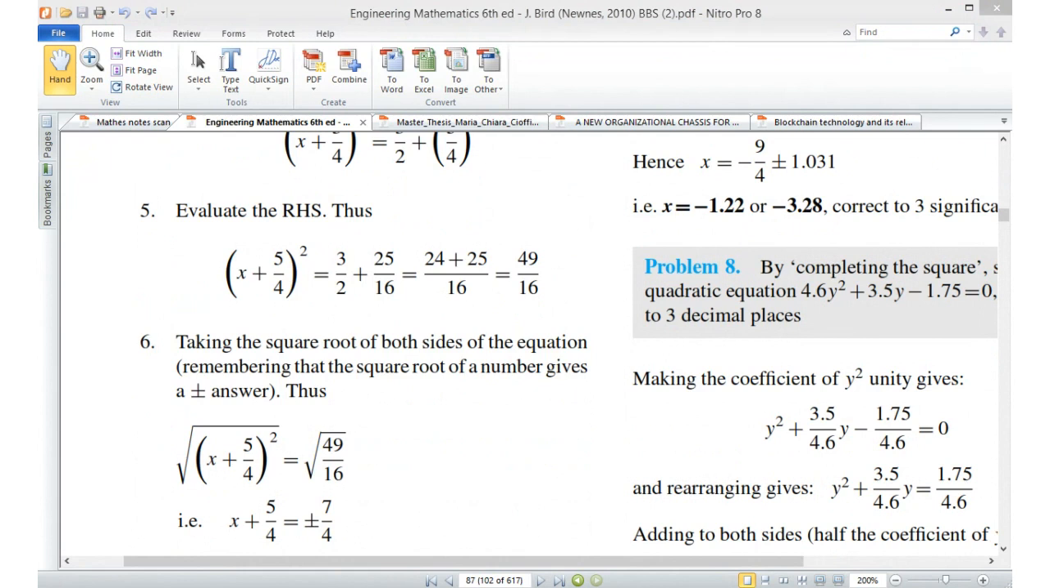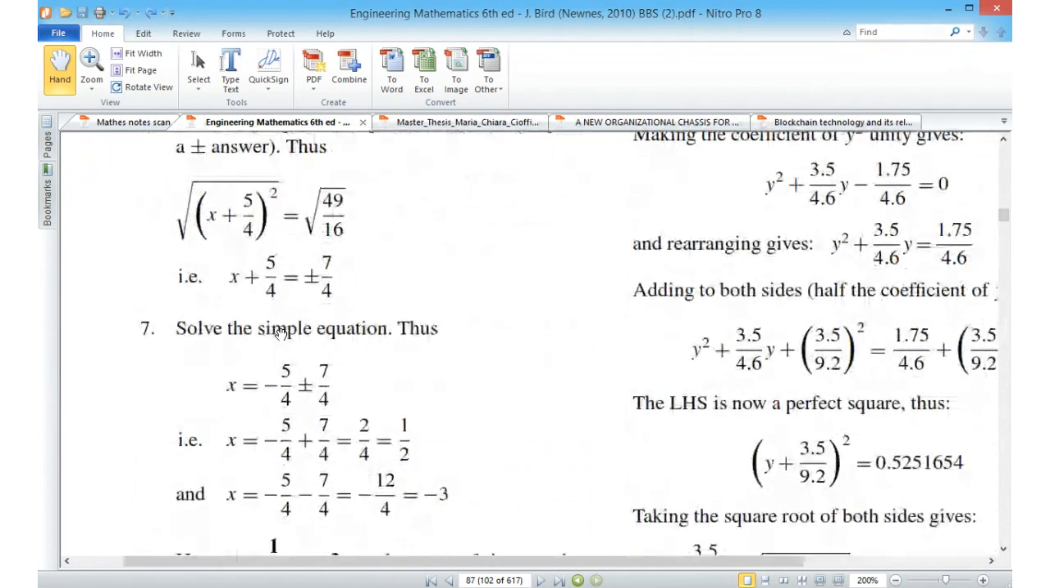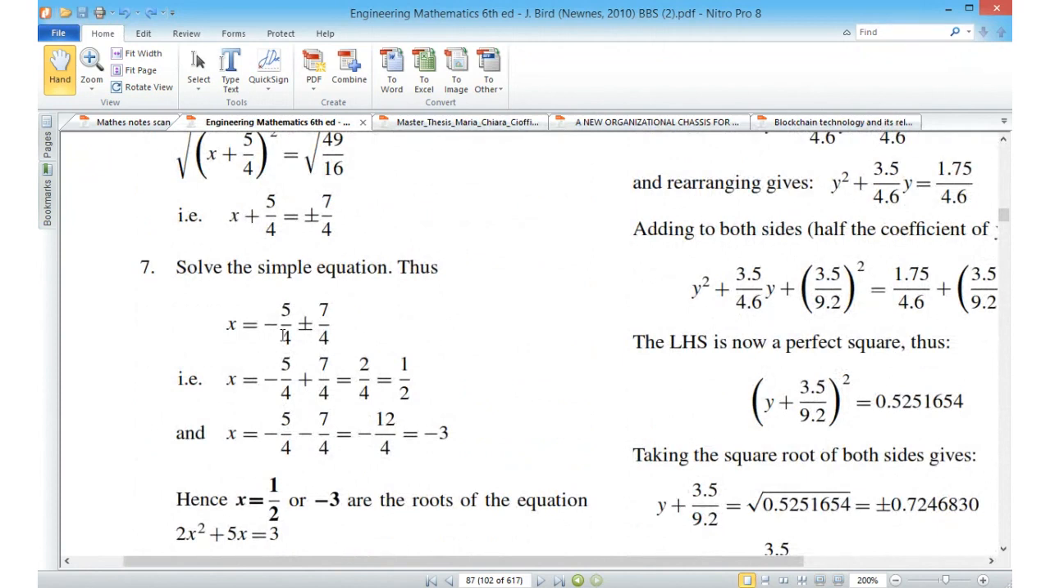Then from algebra, you can obtain x. As I mentioned before, a square root is assumed to be plus or minus. So to find x, we have x is equal to plus 7 over 4 minus 5 over 4, or x is equal to minus 7 over 4 minus 5 over 4. At that point you can comfortably say you've sorted out your value. As usual, a quadratic equation should have two roots.